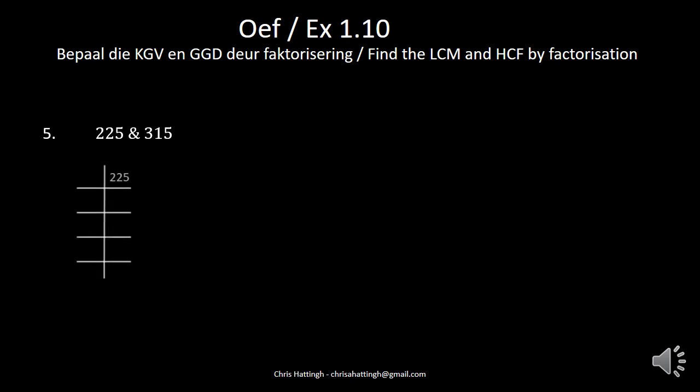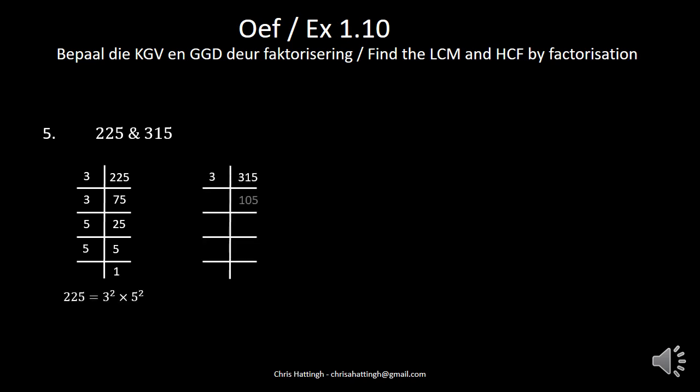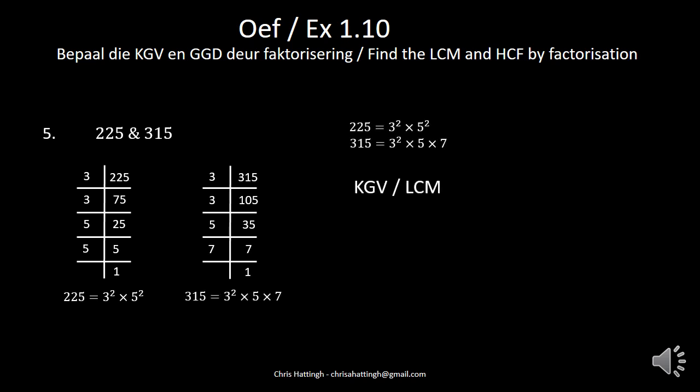Number 5, 225 and 315. First thing you do is factorize the numbers. For your LCM, look at all factors, the 3, the 5, and the 7, and take the highest exponent. So it's 3 to the power of 2 times 5 times 7... that gives you 1,575. For your HCF, only common factors, so you're only going to look at the 3 and the 5, and taking the lowest exponent. So it's 3 to the power of 2 times 5, that gives you 45.